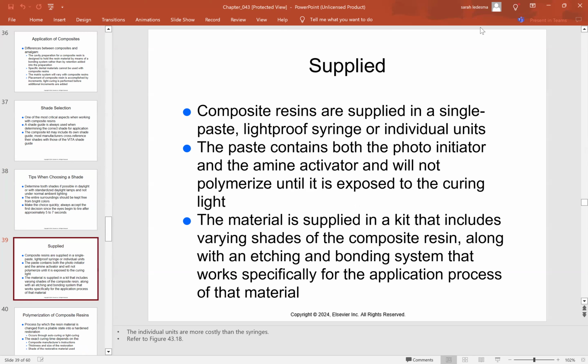Composite resins are supplied in a single paste, light-proof syringe or individual units. The paste contains both photo initiator and amine activator that will not polymerize until it's exposed to the curing light. It's supplied in a kit that includes varying shades of the composite resin, along with an etching and bonding system that works specifically for the application process of that material.